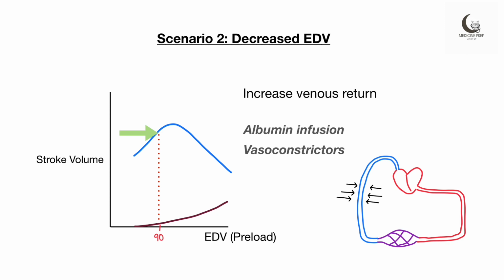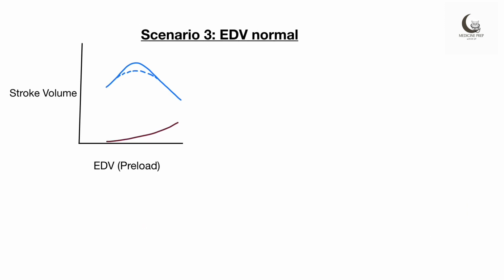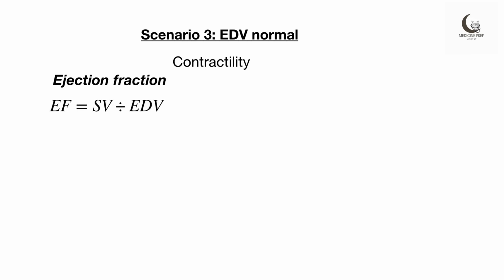Now there is a third scenario when the end diastolic volume is within the normal range. That implies that the issue is with the contractility. Now contractility can be measured by calculating the ejection fraction. And the formula for ejection fraction is stroke volume divided by end diastolic volume. For a healthy heart, it is usually 2/3 of end diastolic volume, or 66%.